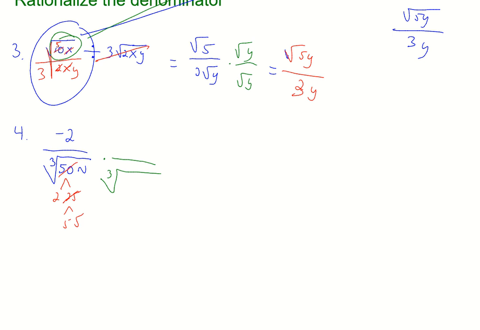How many 2's do I have? 1. How many more 2's do I need? 2 more 2's. How many 5's do I have? 2. How many more do I need? 1. How many n's do I have? 1. How many more do I need? 2. All right, that rationalizes the denominator. Whatever I do to the bottom, do the same thing to the top.